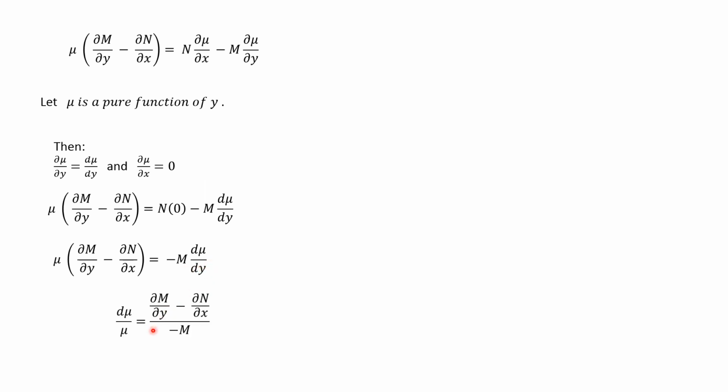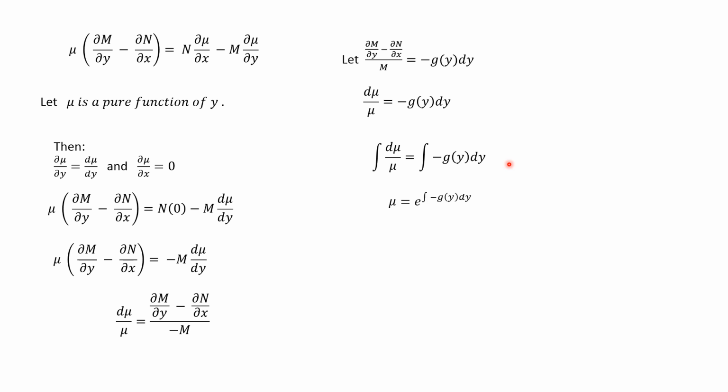Separating the variables, you get d mu over mu is the partial derivative of M with respect to y minus the partial derivative of N with respect to x, divided by negative M. Now, if we let (M_y minus N_x) over N be equal to negative g of y, which is now a pure function of y, then this will give you d mu over mu equals negative g of y dy. And integrating both sides, the integral of d mu over mu equals the integral of negative g of y dy gives you mu is equal to e to the integral of negative g.